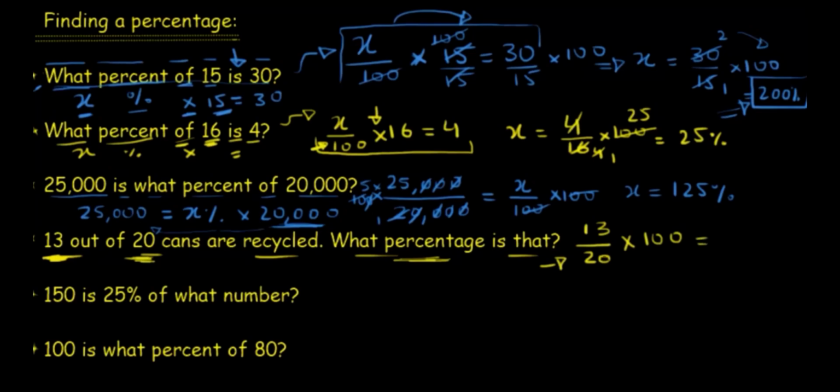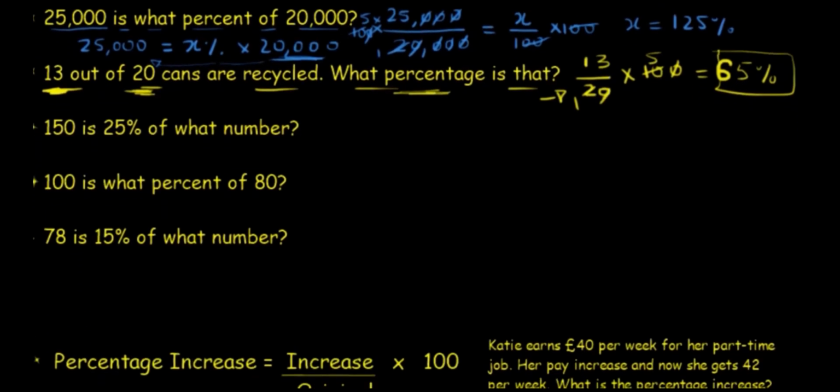They want the answer. They're saying what percent is that? So 0 goes off with the 0. 2 times 1, 2. 2 times 5, 10. 13 times 5, how much? We've done a table of 5, right? 65. So it's 65%.